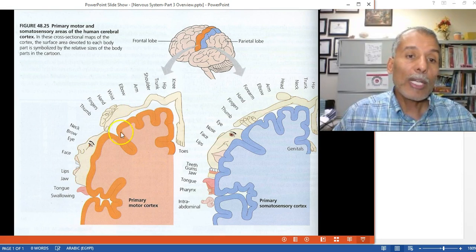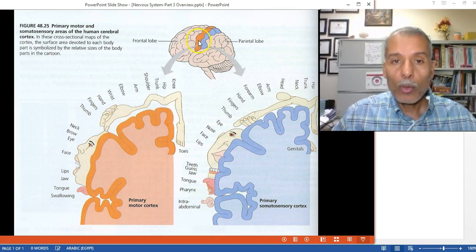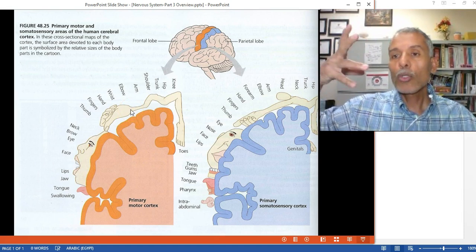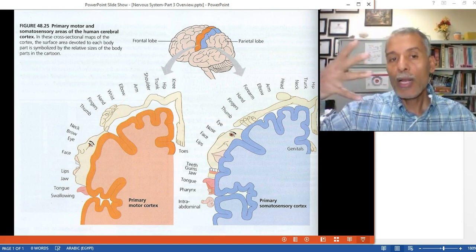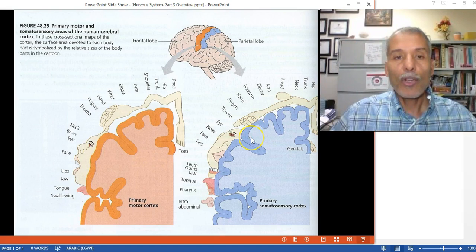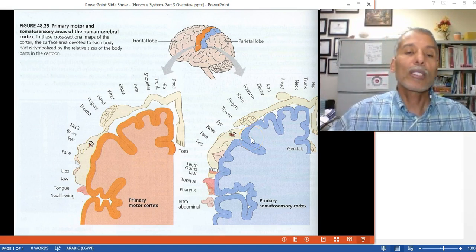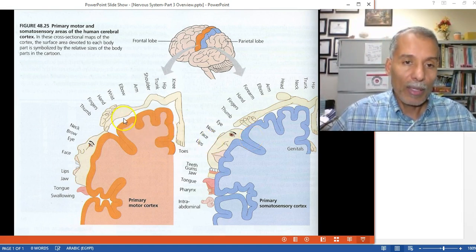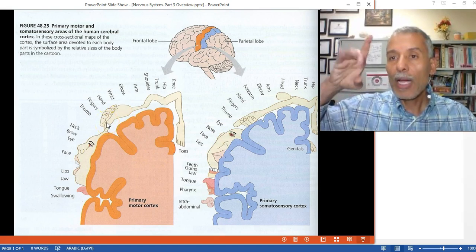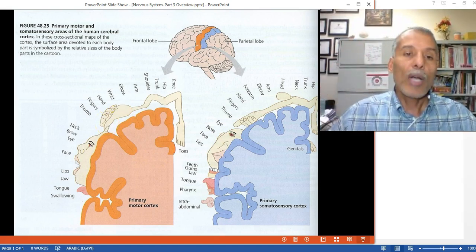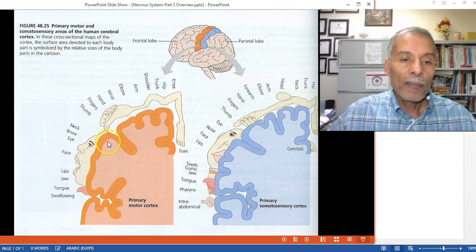The arm and the hand have about 1/3 of the motor cortex representing them. Because the hand, you know, you do so much with your hand, your brain has representations for both hands, right and left, and it's very significant. And every finger has its own area to activate it.